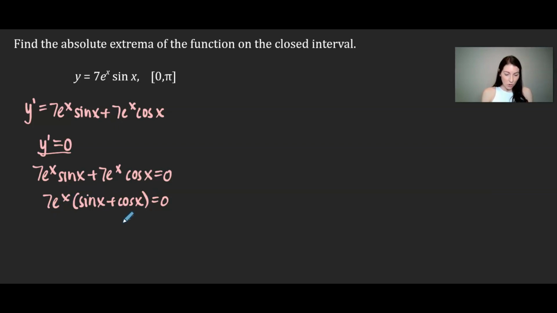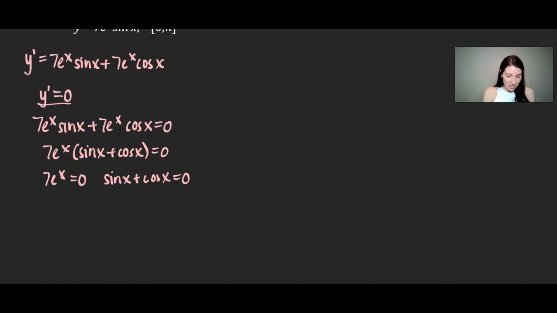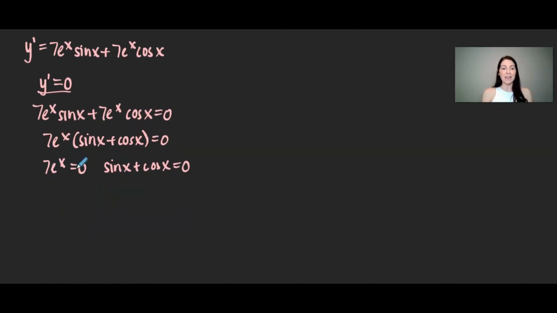So either 7e to the x equals 0 or sine of x plus cosine of x is equal to 0. To solve the equation on the left, when does 7e to the x equal 0? Well, that would have no solution, because even if I plugged in 0, e to the 0 would give me 1, so I can never get 0 if I'm trying to solve the equation 7e to the x. Now for sine of x plus cosine x.